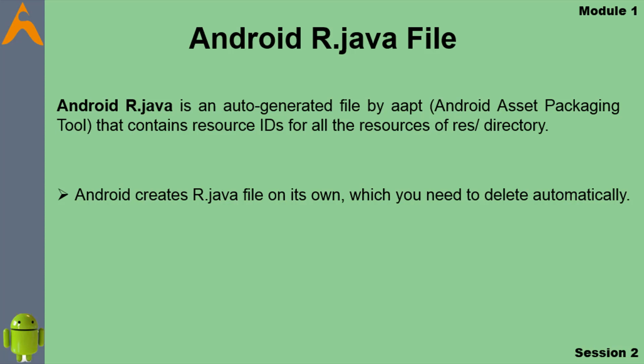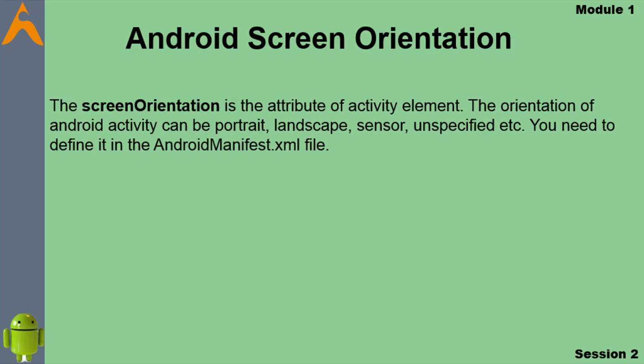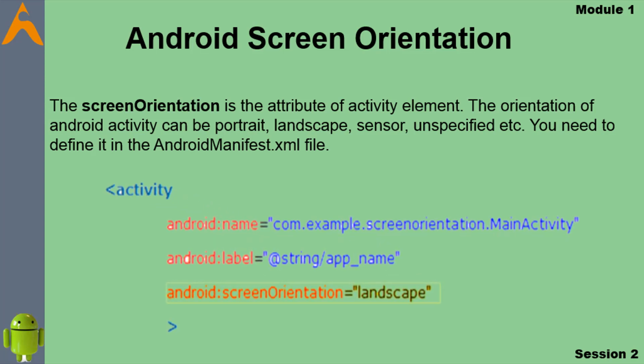Now let's see how we can manage screen orientation in Android. The screen orientation is the attribute of activity element. The orientation of Android activity can be portrait, landscape, sensor, unspecified, etc. You need to define it in the Android manifest.xml file. You can see a sample code on your screen.